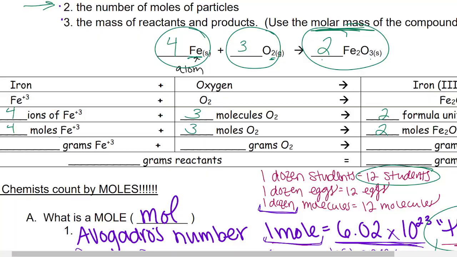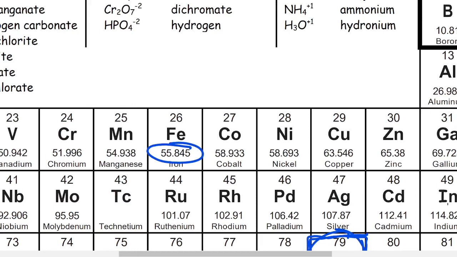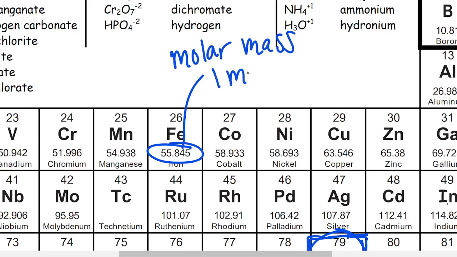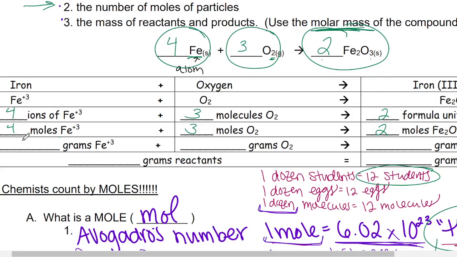So for grams of iron, if I'm looking at my periodic table, the molar mass of iron is 55.845. So I'm going to type that into my calculator, 55.845. This is the molar mass, which tells me that 1 mole of iron is equal to 55.845 grams. But according to my equation, I don't have 1 mole of iron, I have 4 moles of iron. So what do I need to do to that number? Perfect. So I multiply that by 4, and that tells me the total mass of iron that I have on my reactant side of the equation.